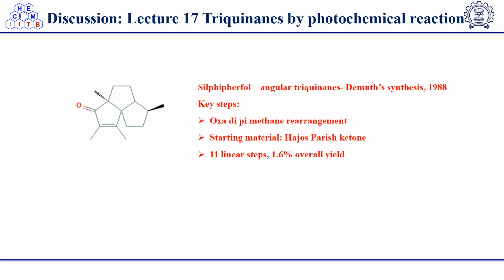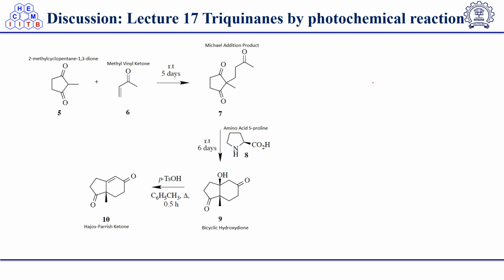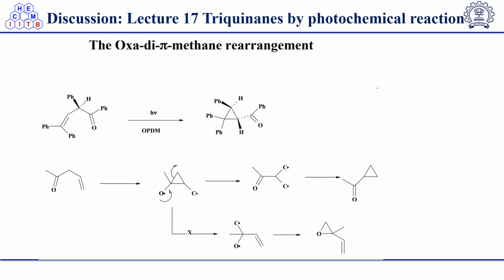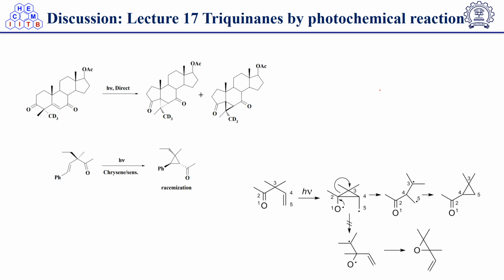So that was the discussion about lecture 17, where we saw the total synthesis of sulfopyrrole and capnellane. Sulfopyrrole was synthesized by Demuth, where the key step was the oxa-di-pi-methane rearrangement, and the starting material was Hajos-Parrish ketone. The Demuth group could complete it in 11 linear steps with 1.6 percent overall yield. Then we saw the synthesis of Hajos-Parrish ketone and the oxa-di-pi-methane rearrangement and its mechanism with some examples.